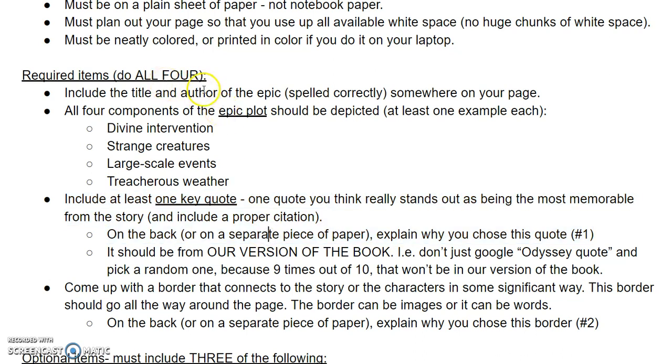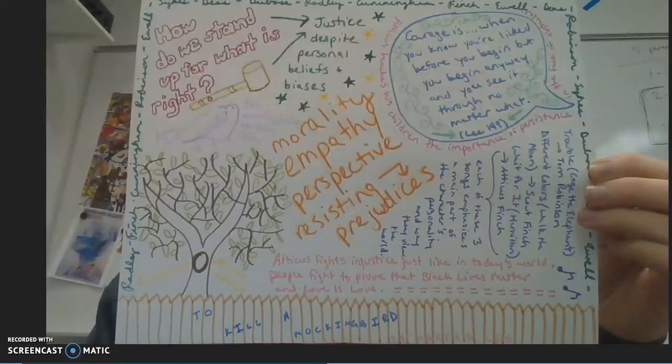So title and author, epic plot conventions, all 4, your key quote, and then finally you need to come up with a border that connects to the story or the characters in some significant way. And the border should go all the way around the page. This border can be images, or it can be words, or it can be a combination of the 2. On my To Kill a Mockingbird one, my border is a picket fence, because that'll be an important plot point in the book.